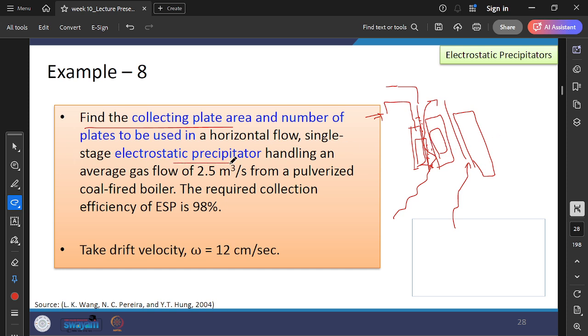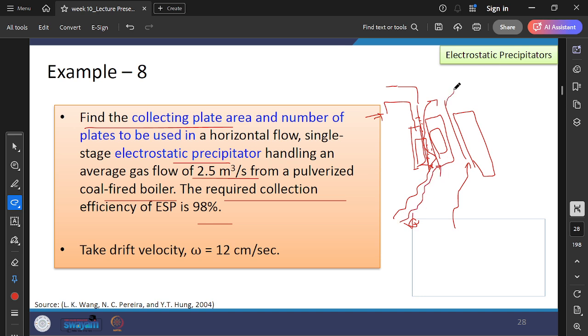A single stage electrostatic precipitator, they said, only one stage, handling an average gas flow rate, Q of gas that is entering the electrostatic precipitator, 2.5 meter cube per second, from a pulverized coal-fired boiler, that's the industry. The collection efficiency is given as 98%. So not 100% of the particles will be collected.